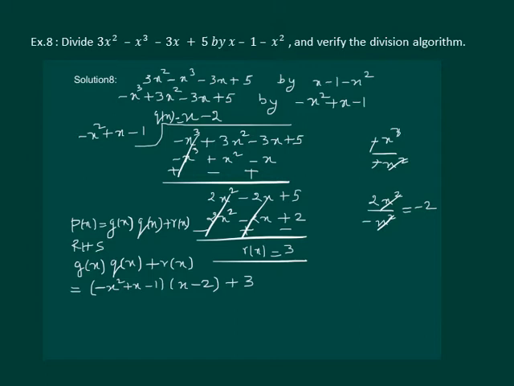Now let us open the brackets and solve further. After opening the bracket, we get the following expression. Let us solve this further. We get minus of x cube plus 3x square minus 3x plus 5, which is same as the dividend or px, hence verified.